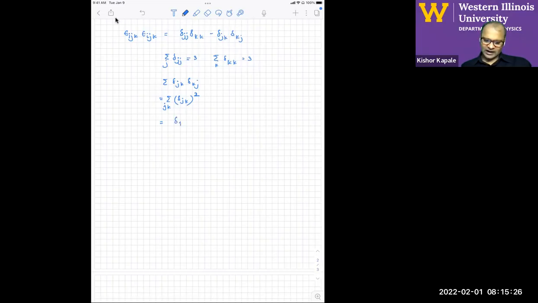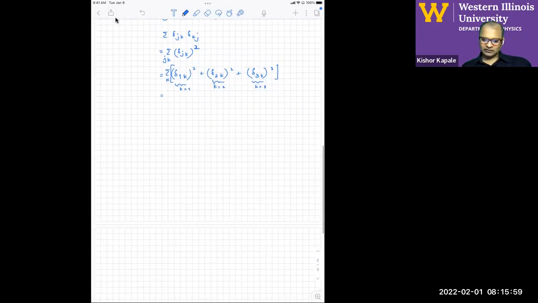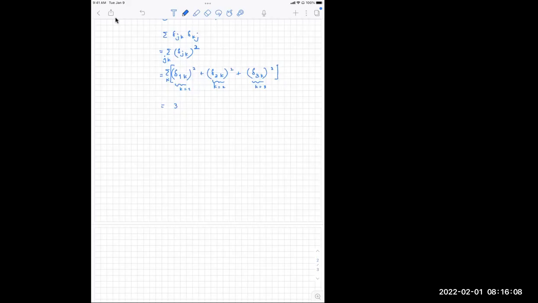So delta 1, and when you have, well, let's leave summation K as it is. So you're going to have delta 1K squared plus delta 2K squared plus delta 3K squared, right? And then only one of the terms will survive. So only K equal to 1 will survive here. K equal to 2 will survive there. And K equal to 3 will survive there. So only one of the terms of the summation over K contribute, and you basically get 3, right? Everybody okay with that?